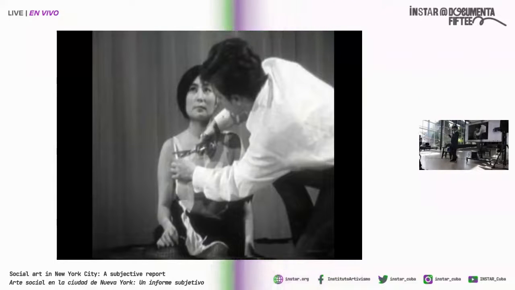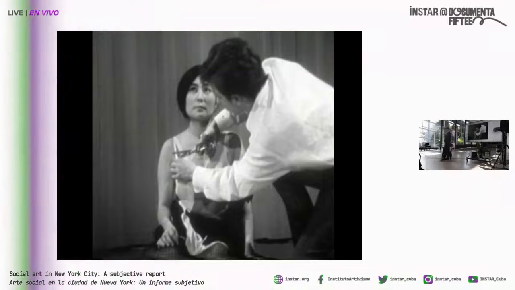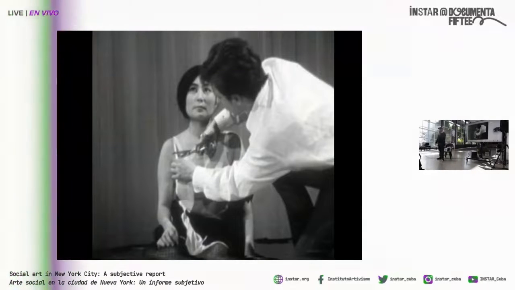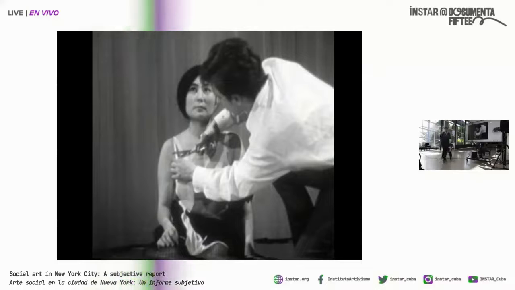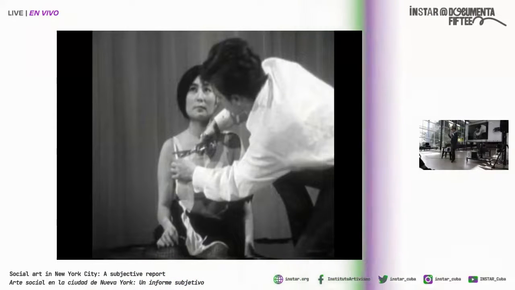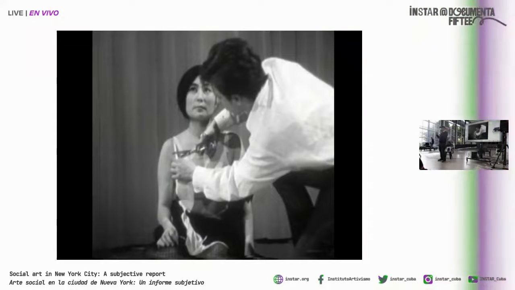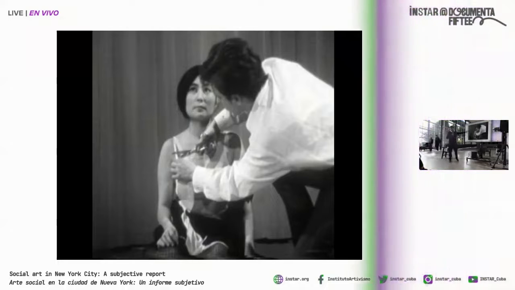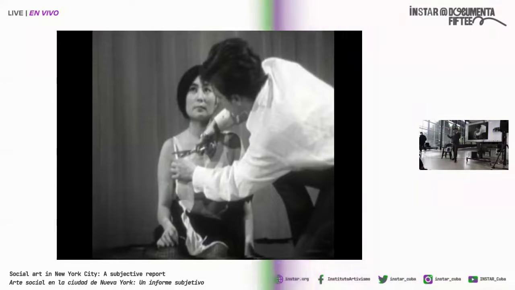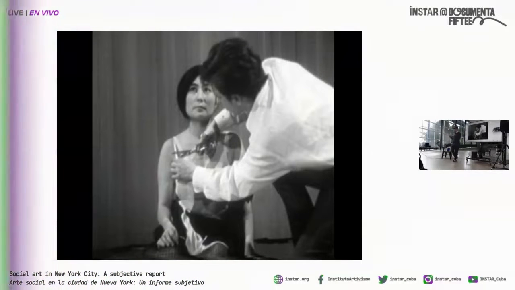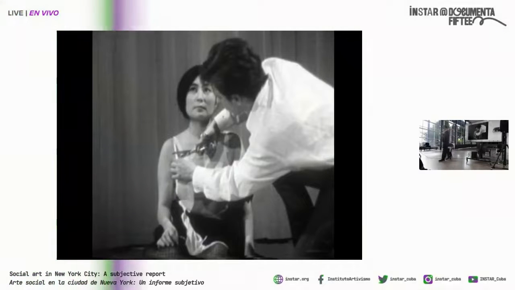Simultaneous to this was Fluxus. Fluxus was a performance group in New York City, mostly male-dominated, but a famous Fluxus artist was Yoko Ono. They were doing these performances, which were very art world-oriented. This is called Cut Piece, in which Yoko Ono would sit on the stage and invite people to come and cut her clothing off. It became quite hard to look at sometimes, sort of violent, but it was a famous performance.